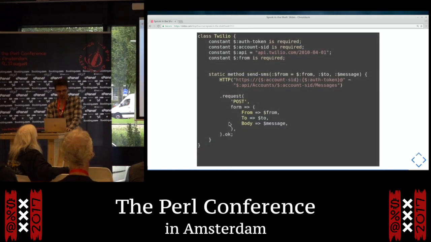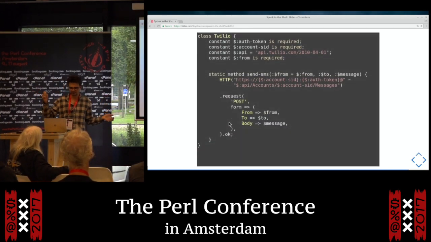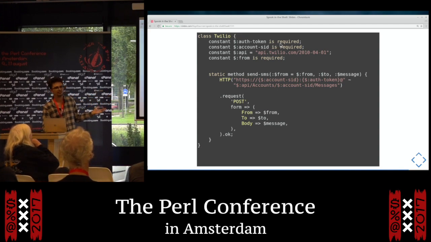But what this is, so I made this class Twilio. You can see, this is how you would use options. You need your auth token, and it is required. So if you actually use it and you didn't pass it in, it's going to throw an error. So you got your account SID, your API, and where the SMS should be coming from.